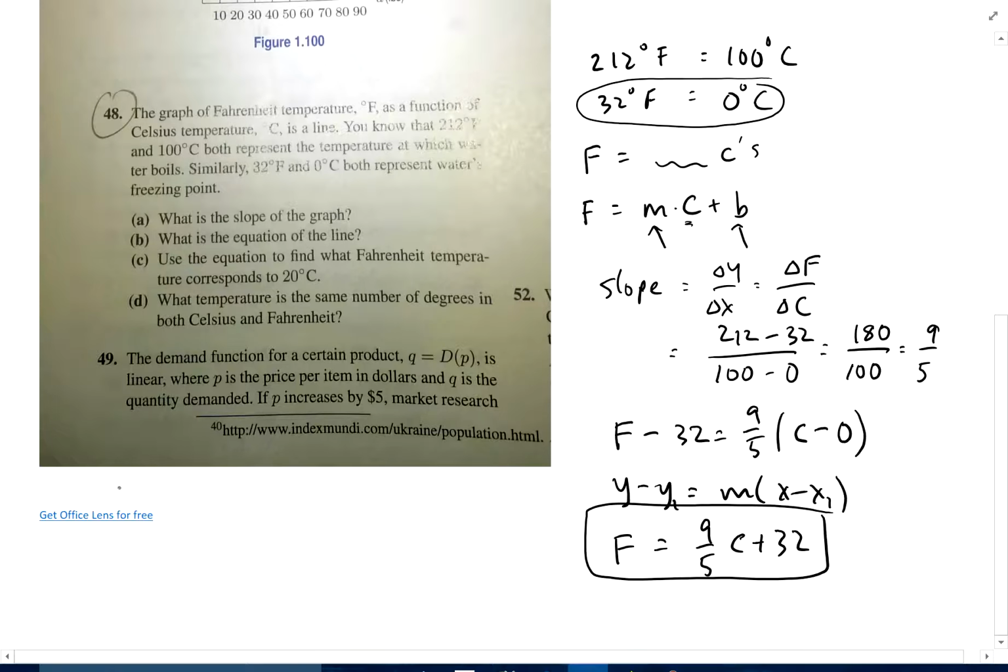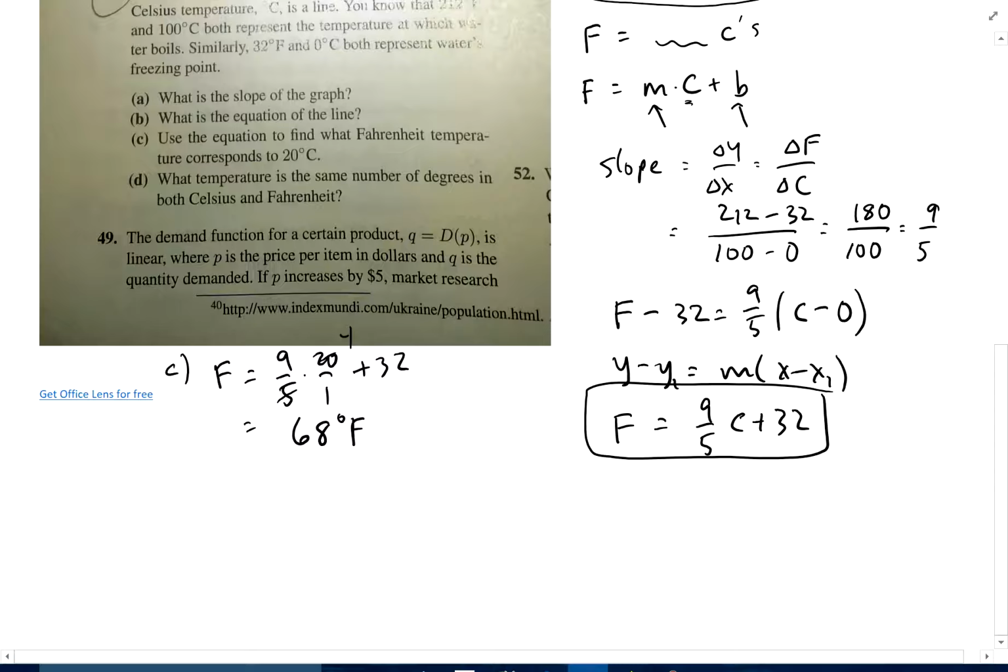Next, use the equation to find the Fahrenheit temperature that corresponds with 20 degrees Celsius. Fahrenheit equals 9/5 times 20 over 1 plus 32. So that's 4 times 9 is 36, plus 32 would be what, 68 degrees Fahrenheit?